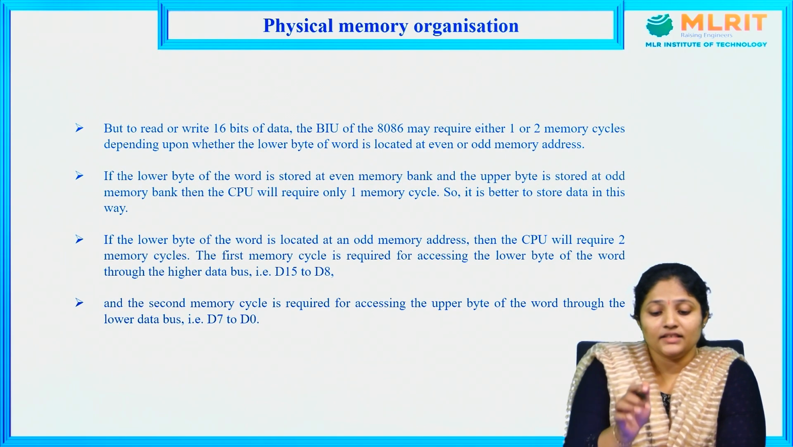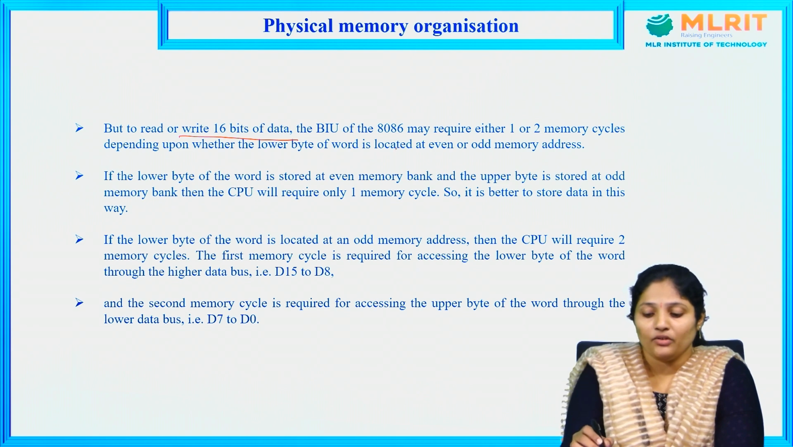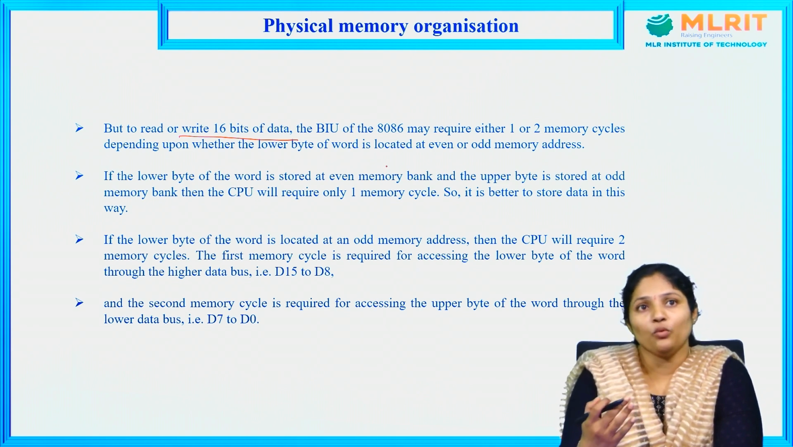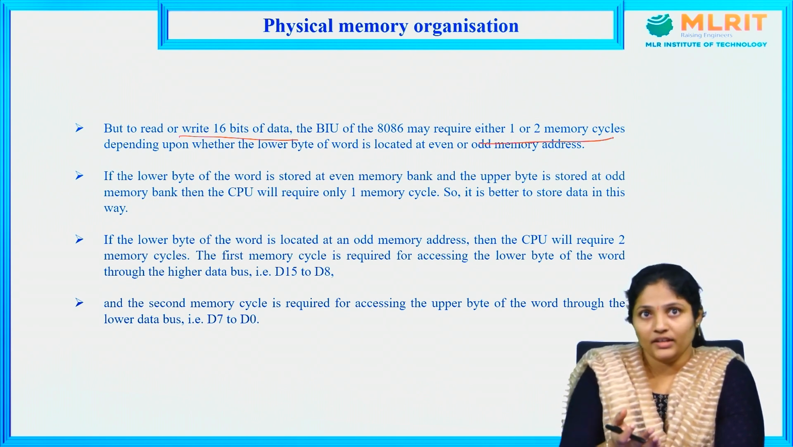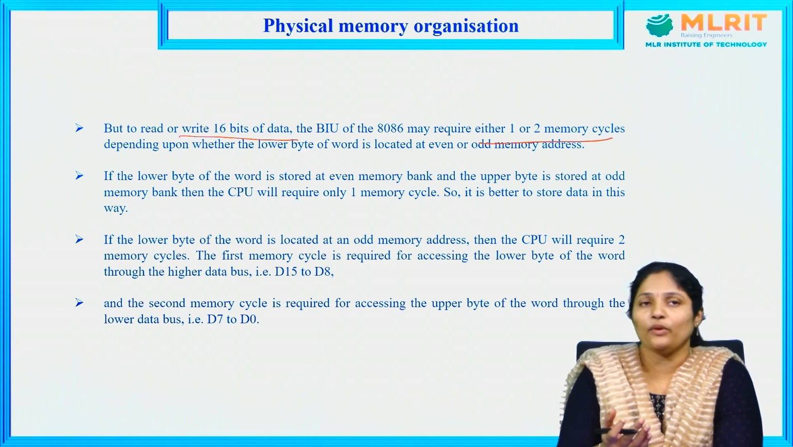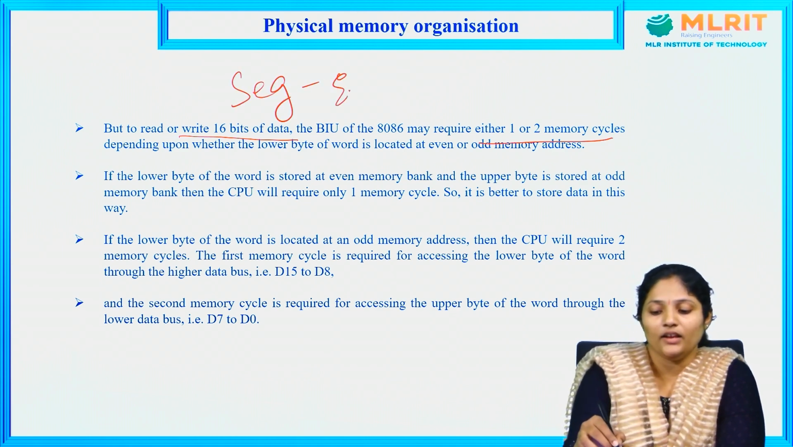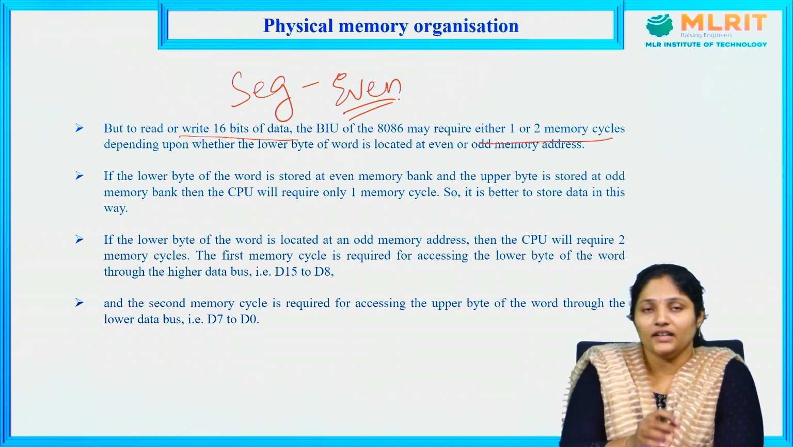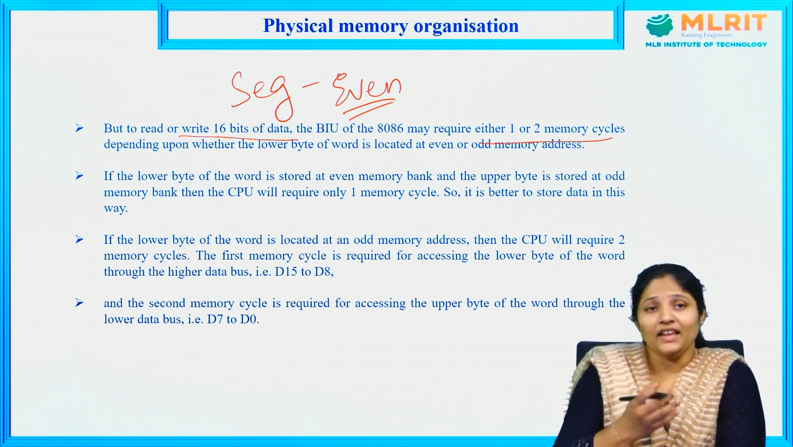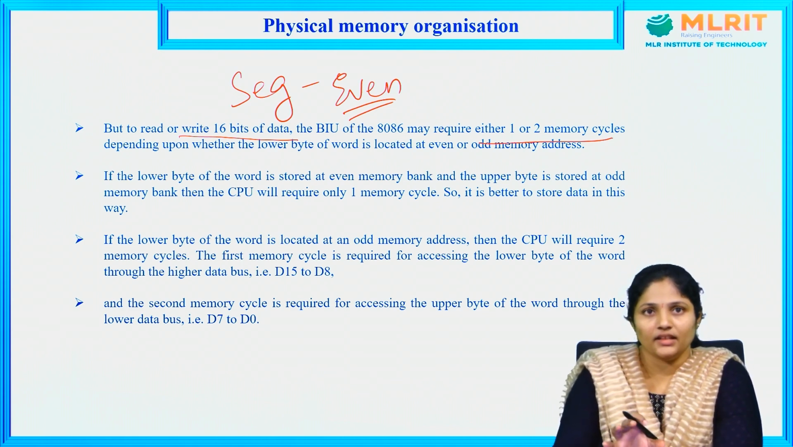But to access the 16 bits of data, the processor's BIU requires one or more memory locations. To store the data, it needs 2 memory locations. To access the data, it can use either 1 cycle or 2 cycles, depending upon how the data is stored in memory. So it is better to take the segment address as an even address. If we start at an even address, it is easy to access the data present there, and it requires only one clock cycle to access that particular data.